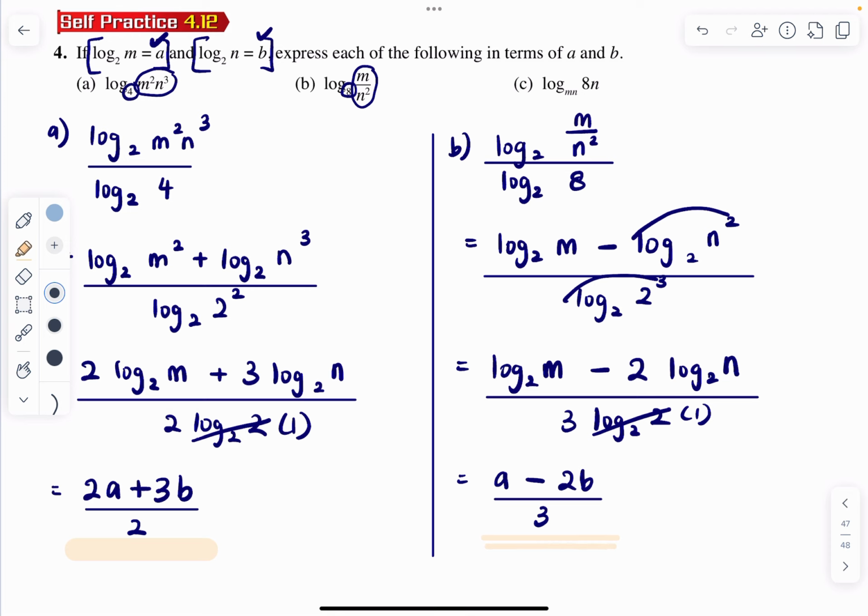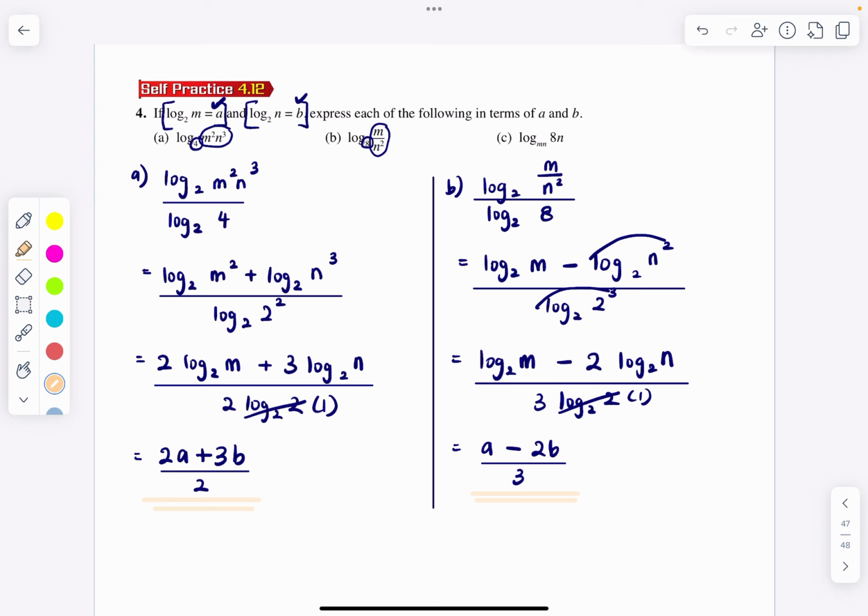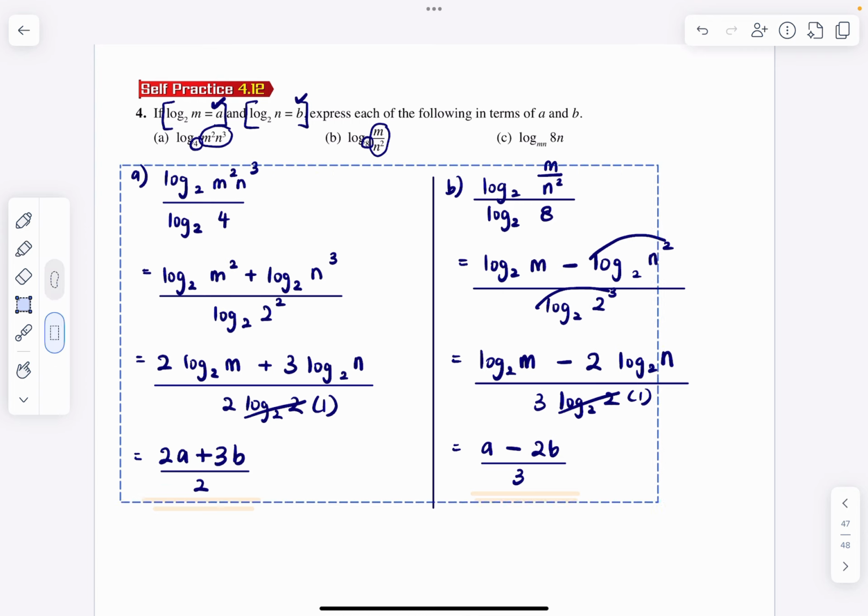Okay, this one much better. I draw like this. Right. So this is A and B. Let's try C.